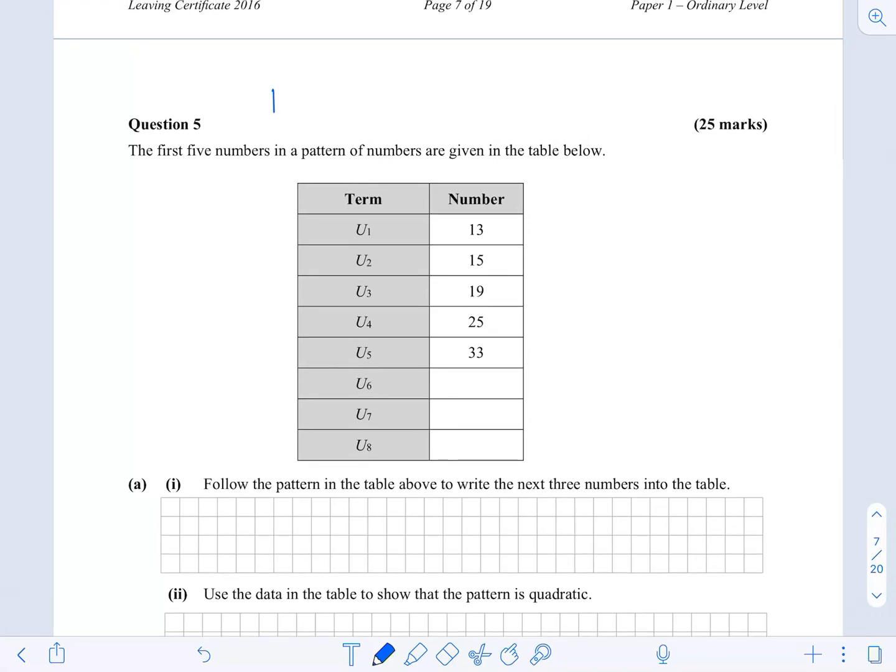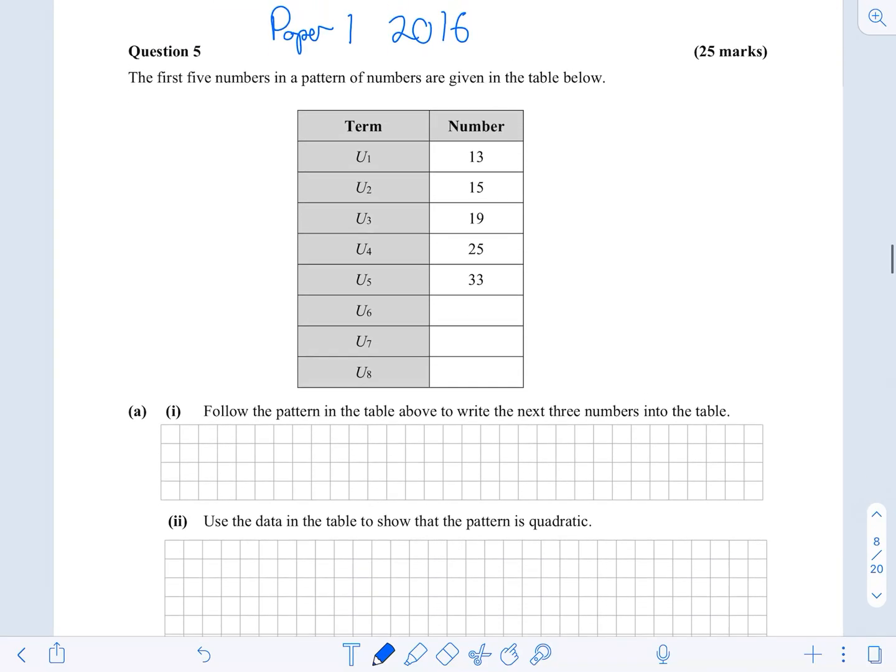Right, so let's take a look at paper 1, 2016. And this is going to be question 5, okay? The first 5 numbers in a pattern of numbers are given in the table below: 13, 15, 19, 25, 33. Follow the pattern in the table above to write the next 3 numbers into the table.